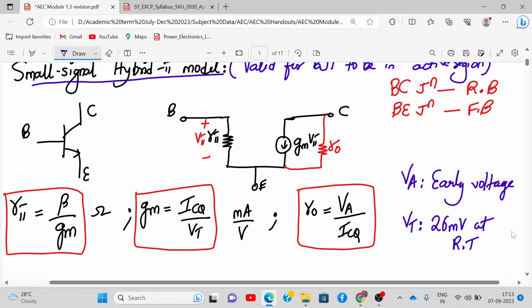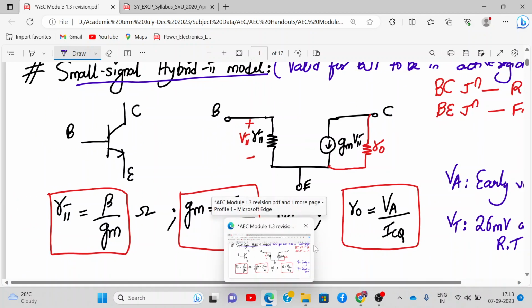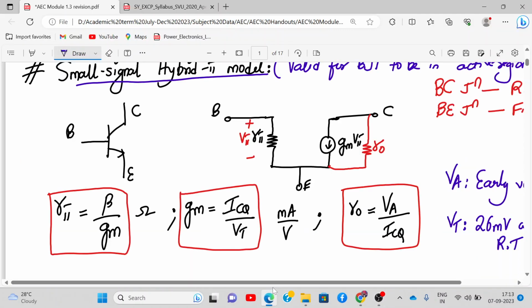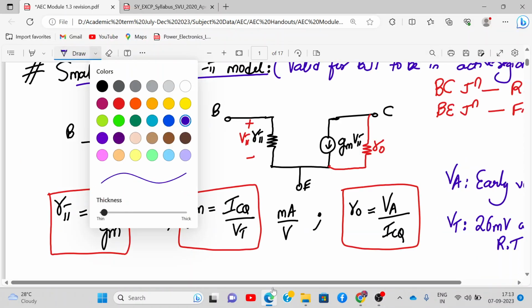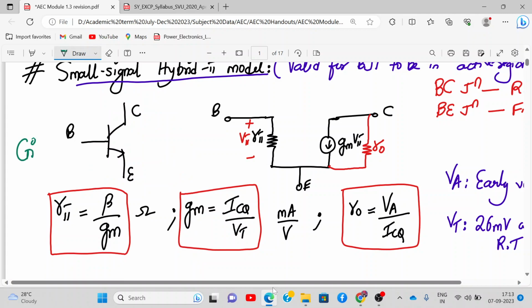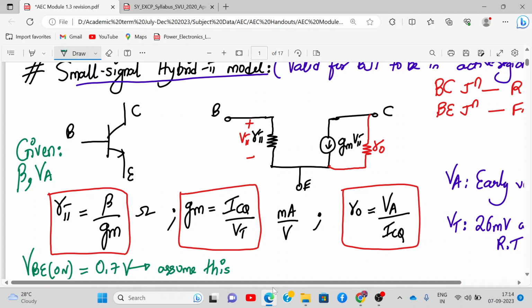So in a numerical, the given data will always include beta. Beta will be given and VA will be given. If VA is not given, understand that ro is infinite. And they will not give you the value of VBE on, so assume it to be 0.7 volt. They will definitely not give you that value. It is assumed to be 0.7.